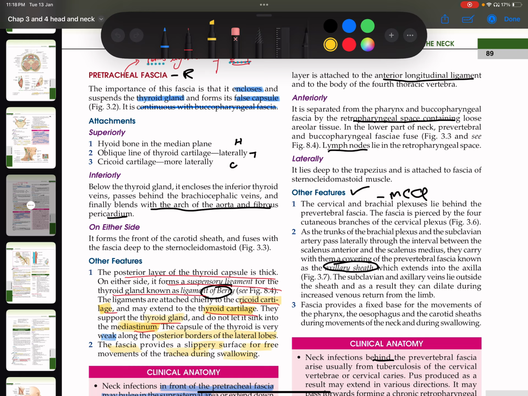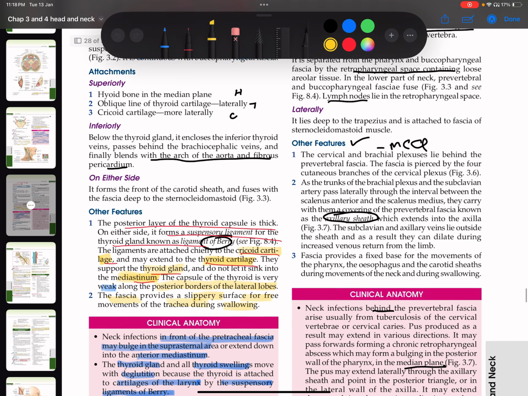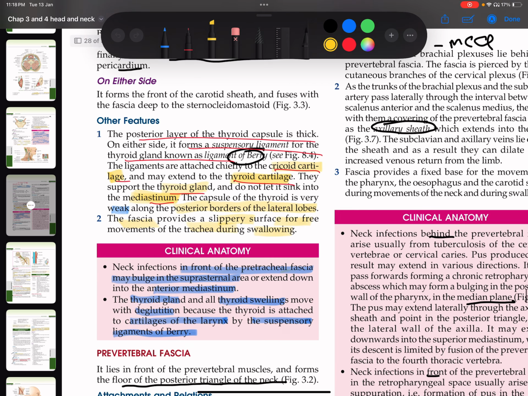Pretracheal fascia lies in front of the trachea and encapsulates the thyroid gland, yes, but it also blends inferiorly with the heart, with the arch of aorta and the fibrous pericardium of the heart. So that's one good thing. And these are the attachments: superiorly hyoid bone, oblique line of thyroid cartilage, cricoid cartilage.